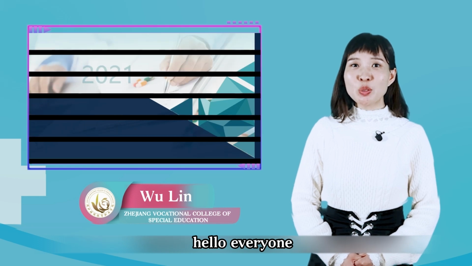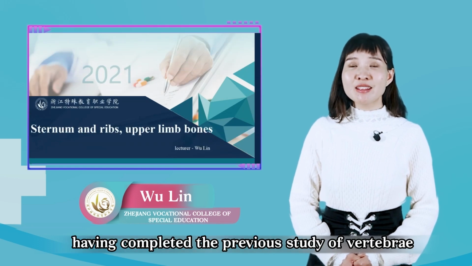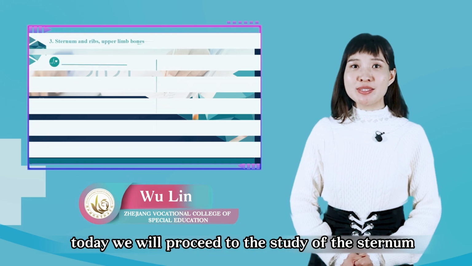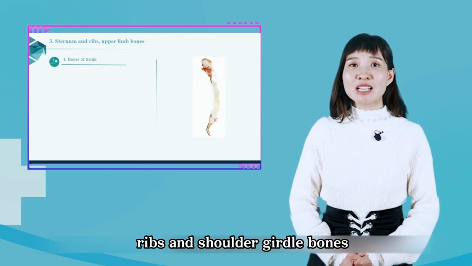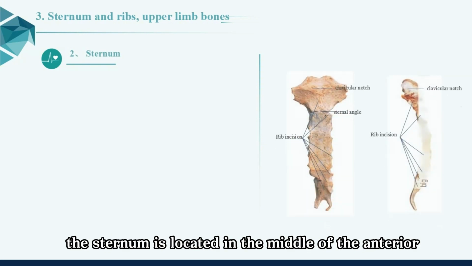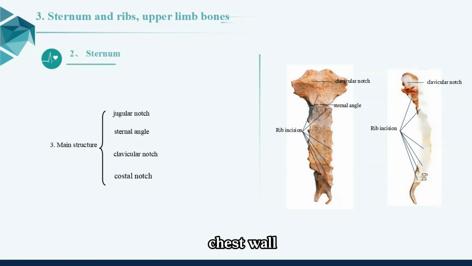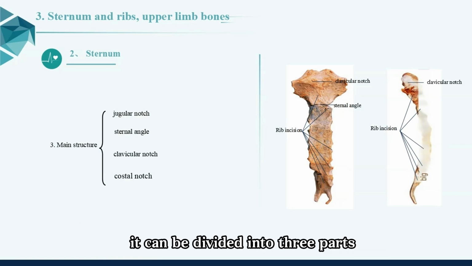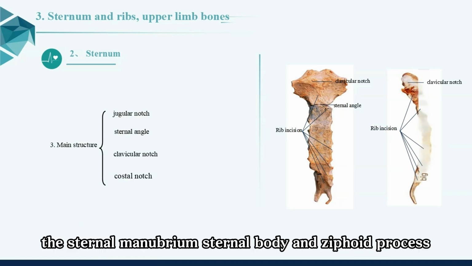Hello, everyone! Having completed the previous study of vertebrae, today we will proceed to the study of the sternum, ribs, and shoulder girdle bones. First, let's look at the composition of the sternum. The sternum is located in the middle of the anterior chest wall. It is convex anteriorly and concave posteriorly. It can be divided into three parts: the sternal manubrium, sternal body, and xiphoid process.